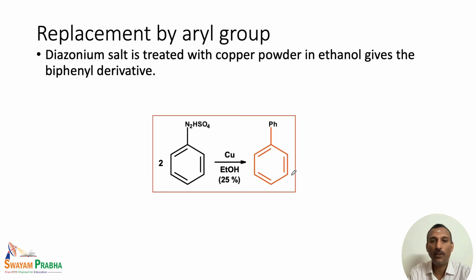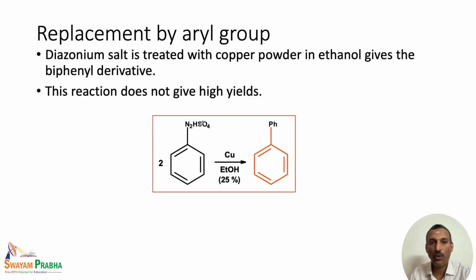The next one is replacement by aryl group. The diazonium salts are treated with copper powder and ethanol to produce the corresponding biphenyl derivative. Of course, this reaction does not give a very high yield. As you know, we have seen earlier that copper and ethanol conditions generally give replacement of the diazonium salt with hydrogen. So this is a competitive reaction where we can get both benzene and biphenyl. That is the reason the reaction gives only 25% yield, a very poor yield of these biphenyl derivatives.